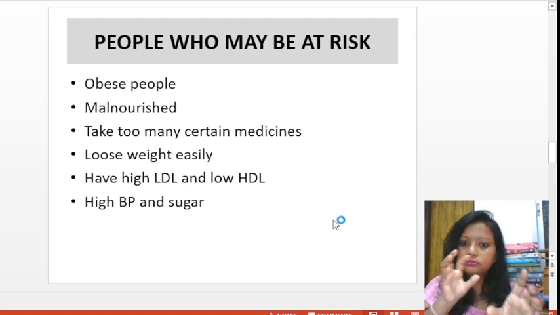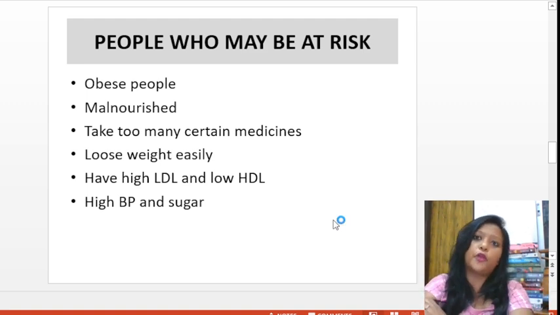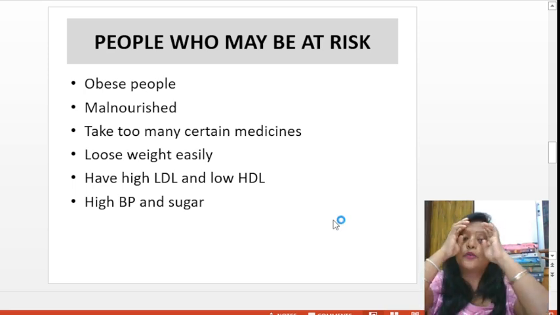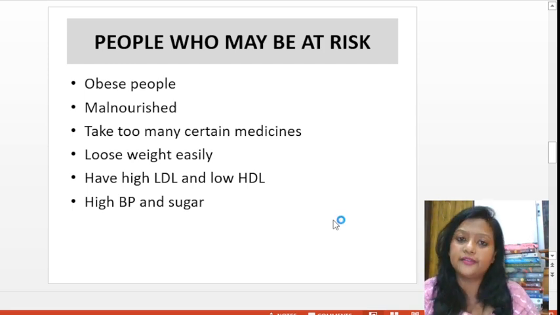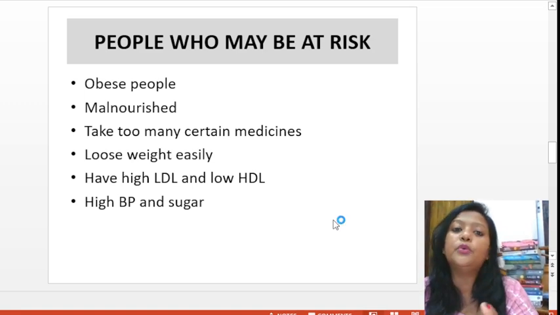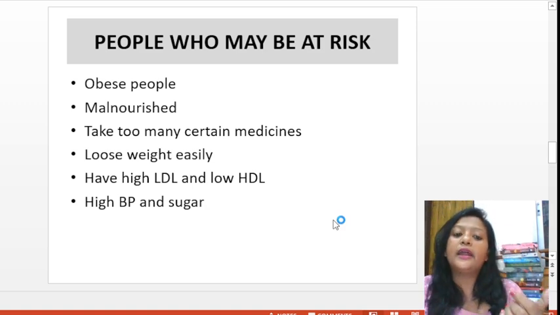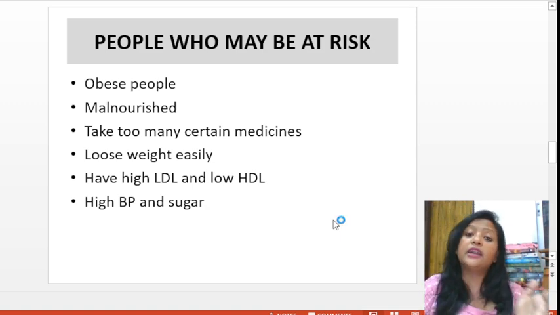If this consumption is not proper, if you're having low HDL and high LDL products, then it will also lead to fatty liver disease. Also, people who are consuming too much sugar, who are having diabetes, and who have high BP, are also prone to fatty liver disease.